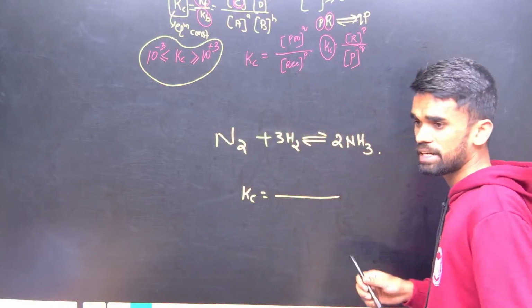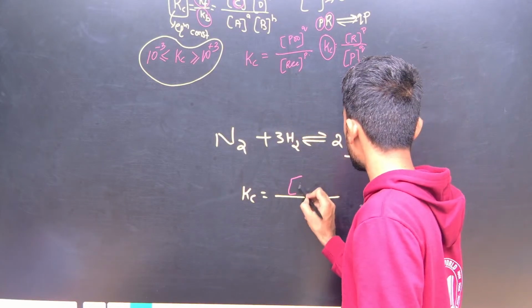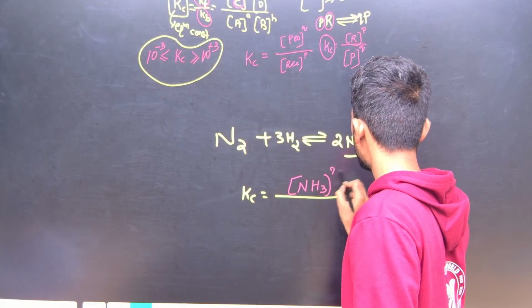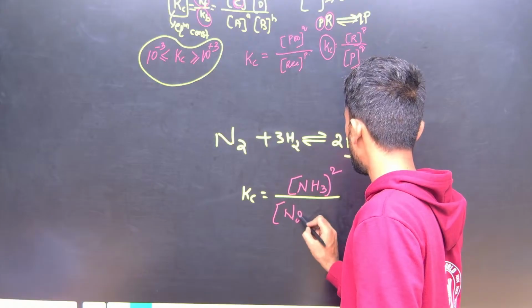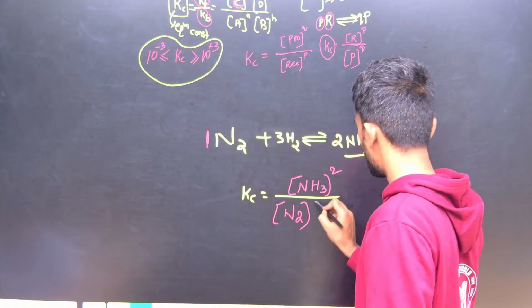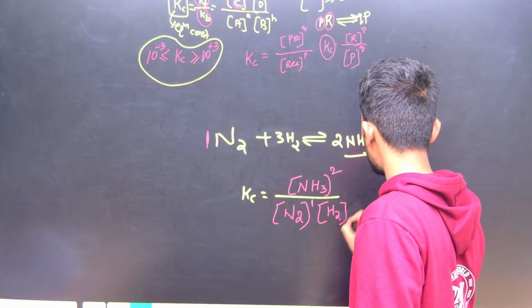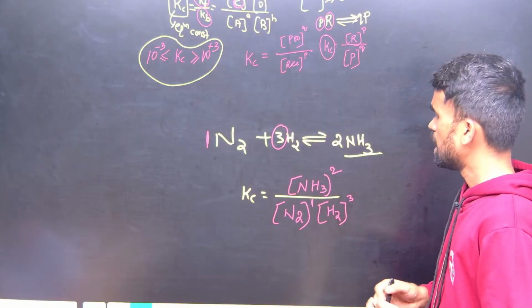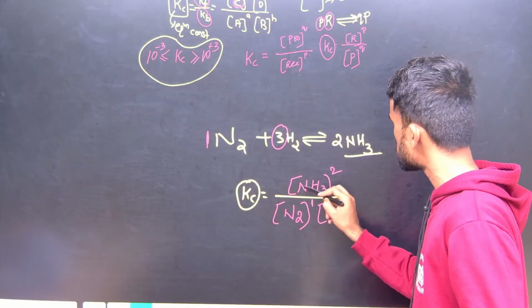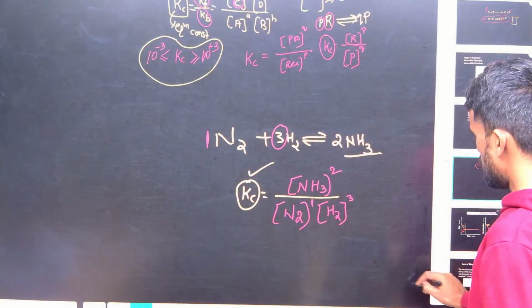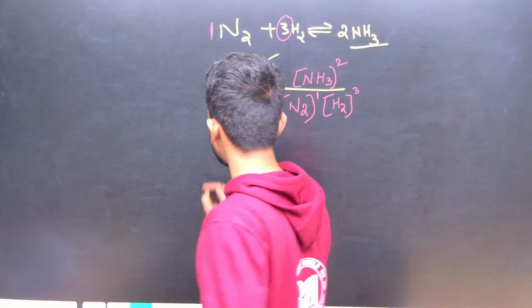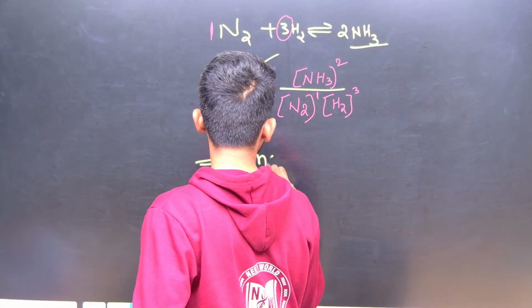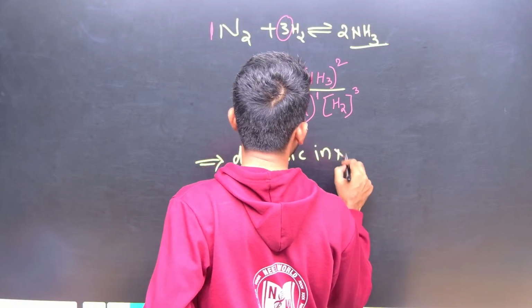Here the product is NH3. So it is the concentration of NH3 to the power 2 divided by the concentration of N2 to the power of its coefficient, which is 1, and the concentration of H2 to the power 3. Whatever coefficients we have, we should write. At the equilibrium state they will give some values of the concentrations of product and reactant, which we substitute here to get the equilibrium constant value. The next thing is that chemical equilibria are dynamic in nature. What do we mean by dynamic here?